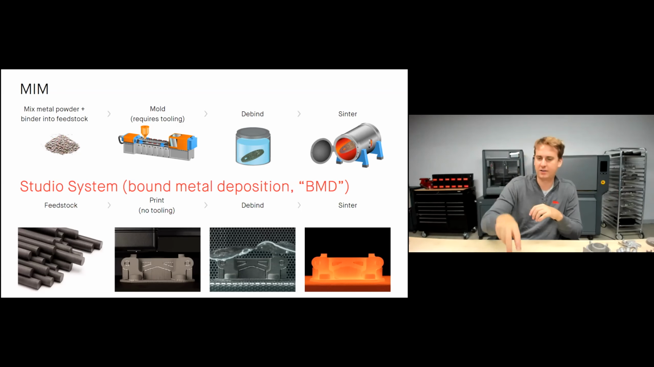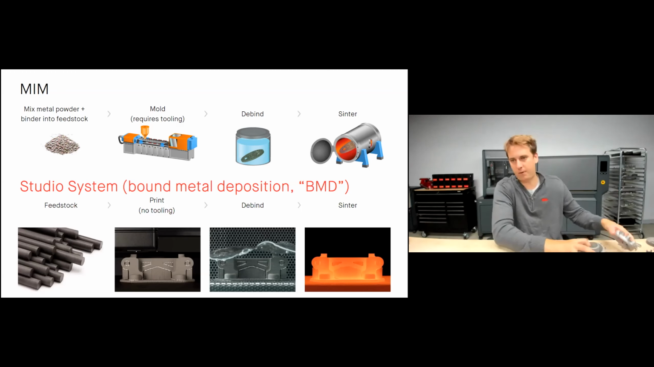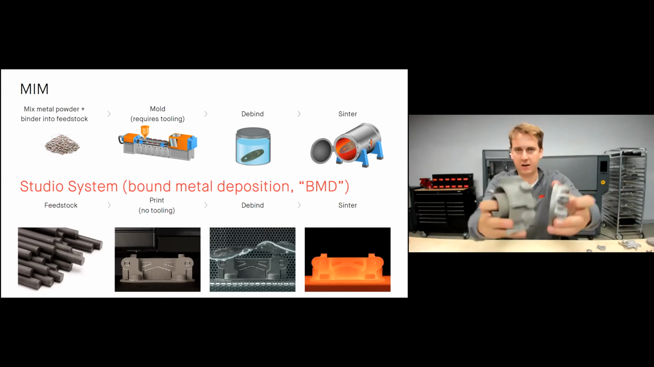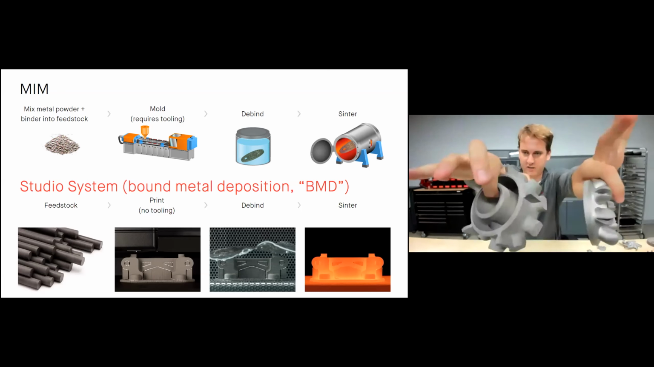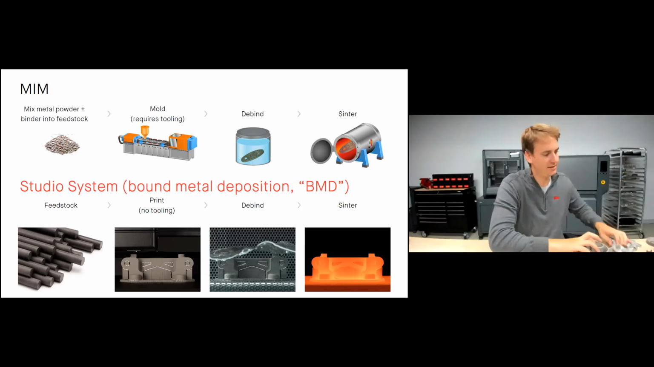I then put my part into the debinder. I'm going to remove most of the binder out of the part, and then we put it into the furnace, where we're going to actually sinter our part. We're going to get just below the melting temperature of the material. We're going to get a strong, dense metal part. These are all Studio parts. As you can see here, I have these strong, dense metal parts. And I'll show you some in detail under the scope here.